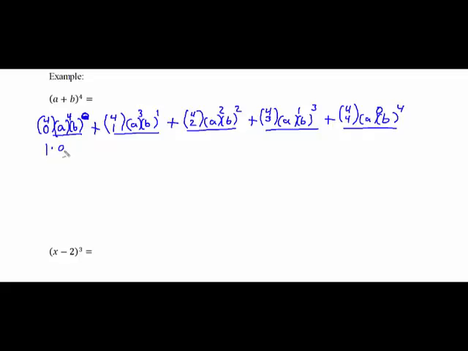a to the 4th is just written as a to the 4th, and b to the 0 is written as, and that's really supposed to be a 0. I guess I made it worse the more I tried to mess with it. That b to the 0 is going to be a 1. Any number or letter or variable raised to the 0 power is 1. So this first term breaks down to a to the 4th.